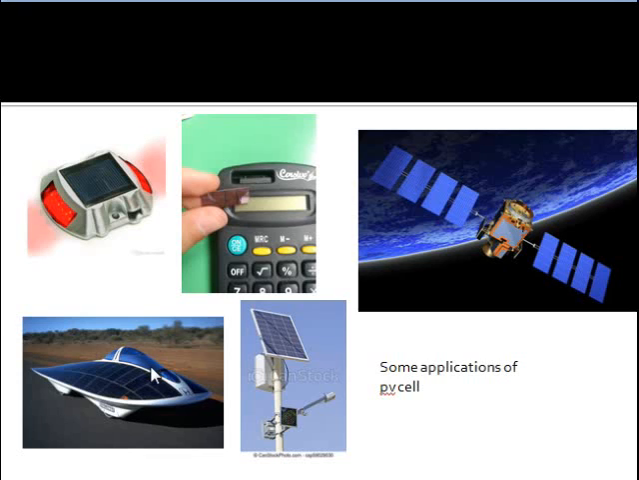This is a solar car which runs with the help of solar radiations. The panels will convert the energy and it will propel the wheels. Then we have a solar signal, then some of the space applications, and wide varieties of applications. Like in many other applications, we can see the solar panels.